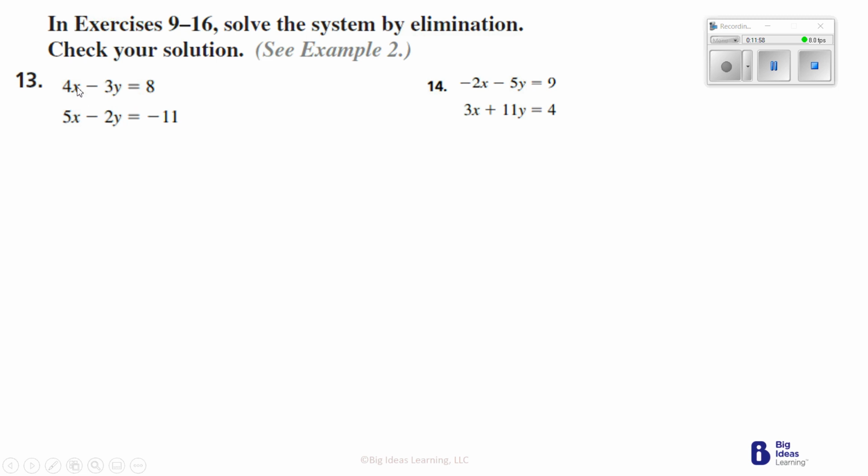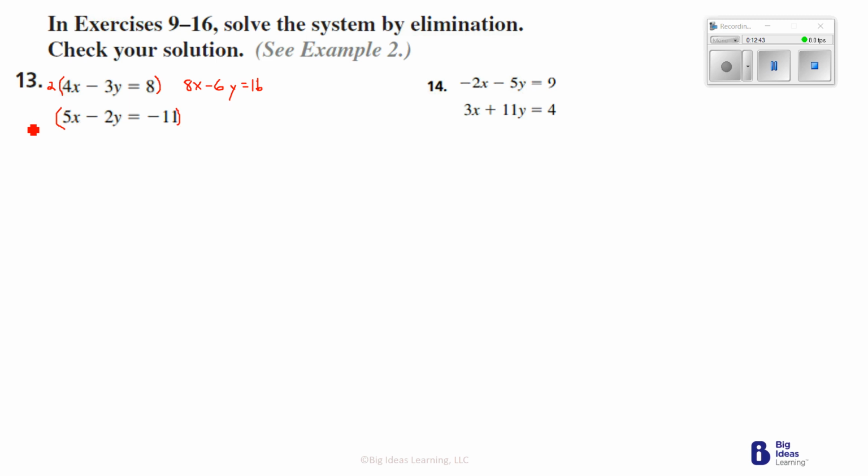I know that I can multiply this top one by 2 to get me a negative 6y, and I can multiply this bottom one by negative 3 to get a positive 6y. And I'm going to demonstrate this one just because I know saying it is a lot easier than doing it. So if I was to do this one, I would multiply everything by 2, right? And that would turn all this to 8x minus 6y is equal to 16.